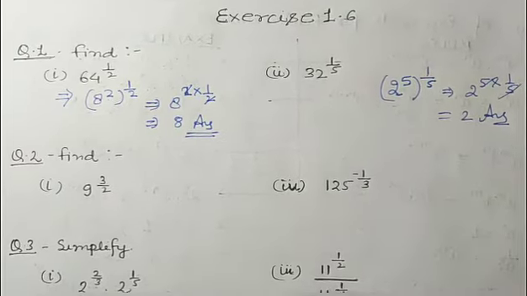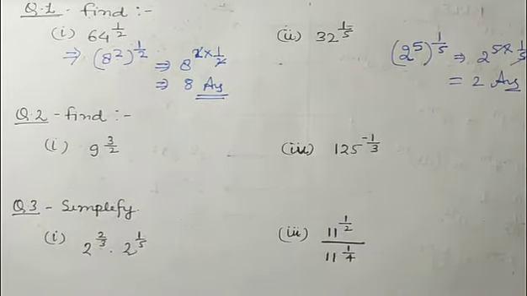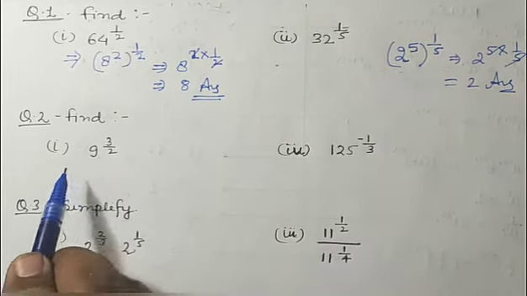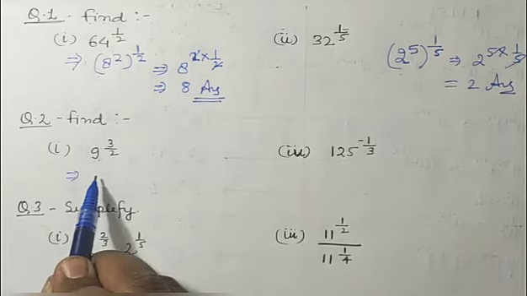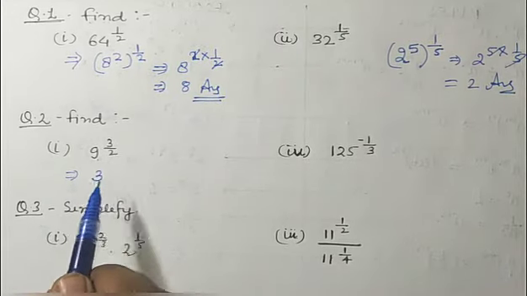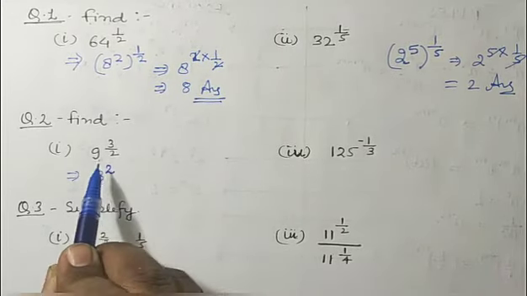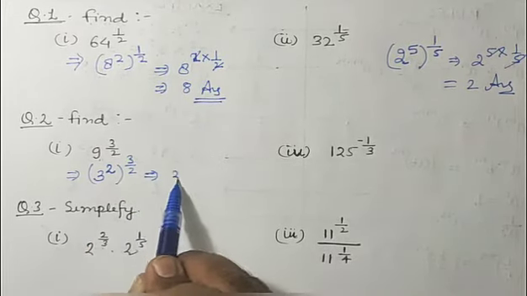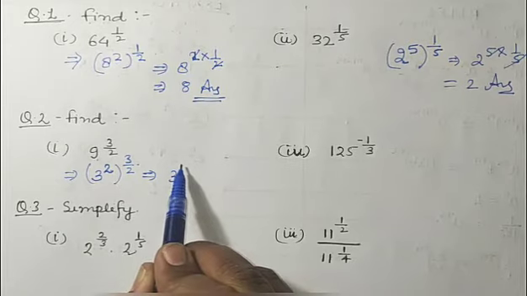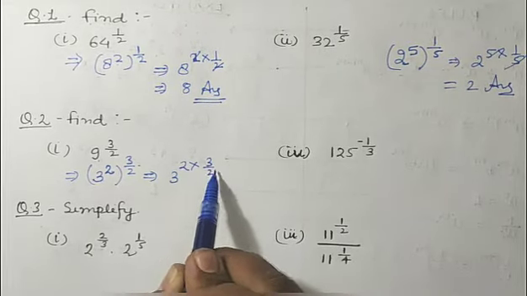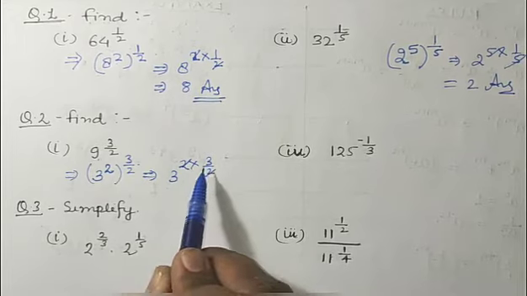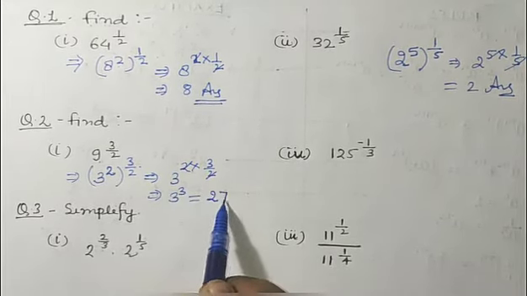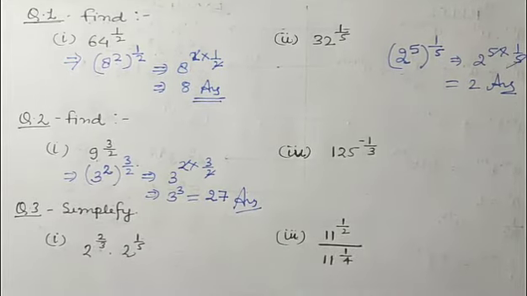Now students, second question is 9 to the power 3 upon 2. How will you write it? Firstly we will try to write 9 as a square. 3 square is 9, you know very well, and the power is 3 by 2. When you simplify it, power and power will be multiplied. 2 into 3 by 2, the 2s will cancel out. Only 3 to the power 3 is left. 3 to the power 3 means 3 3s are 9, 3 9s are 27. So 27 will be your answer.